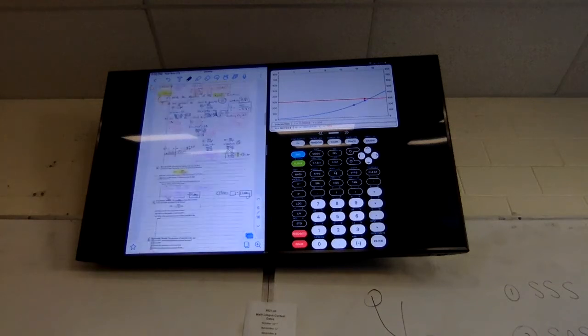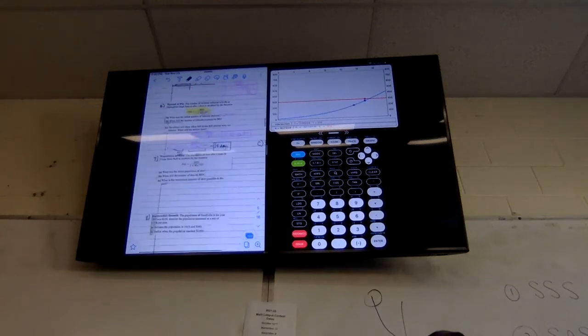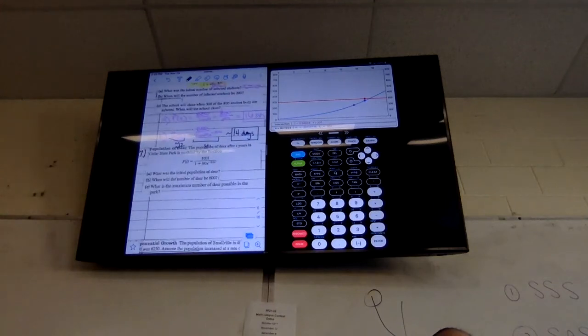All right, let's do one more, and then I want to go back to the beginning of our notes. This one is super similar. Are you guys ready to look at this one?